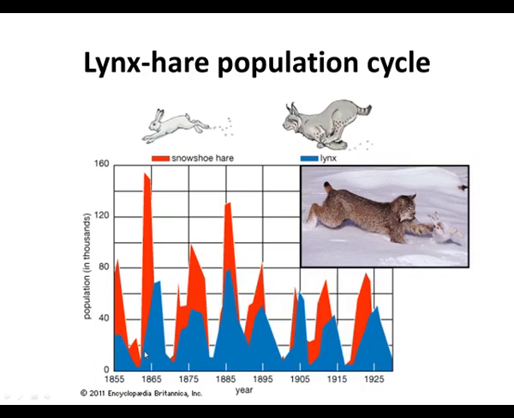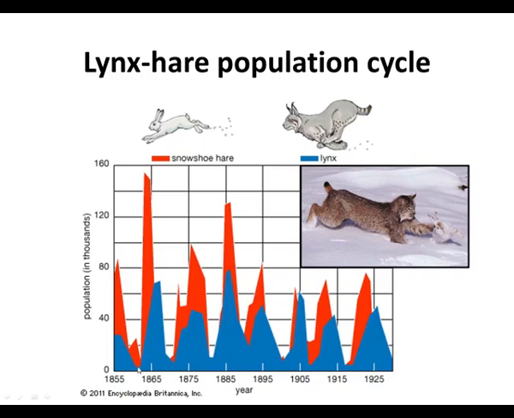So let's start from 1855 and see what's going to happen. Lynx eat snowshoe hares. When there are more snowshoe hares, the lynx have more food, so they can reproduce more and increase their population. So when there are more lynx, there are fewer snowshoe hares, but when there are fewer lynx, snowshoe hares can increase their population. Let's see whether we can see that here.